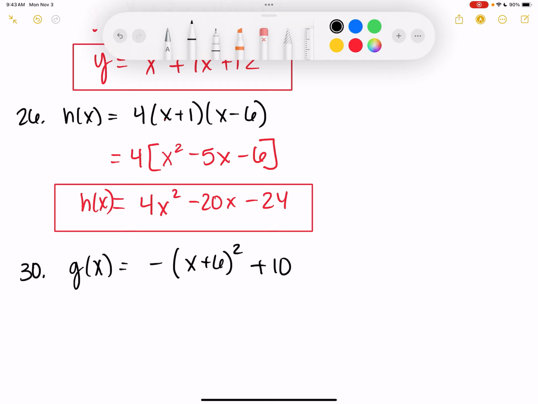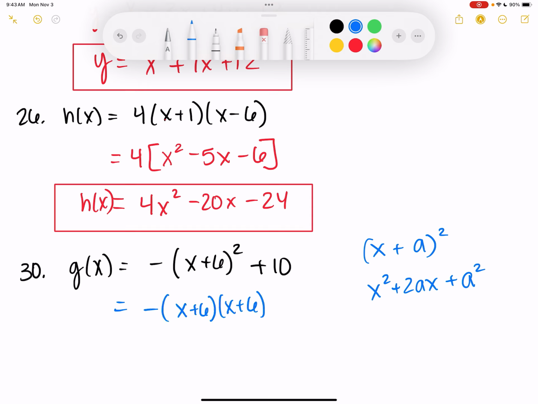So, if you remember from Algebra 1, this is a special type here. It's a perfect square trinomial. When you have x plus a squared, it ends up being x squared plus 2ax plus a squared. If you don't remember that, then you can rewrite this as negative x plus 6 times x plus 6 and then the plus 10 and FOIL it instead. If you do remember, you can just use this. If you don't, pretty soon you're going to have to remember it because we're going to be factoring.